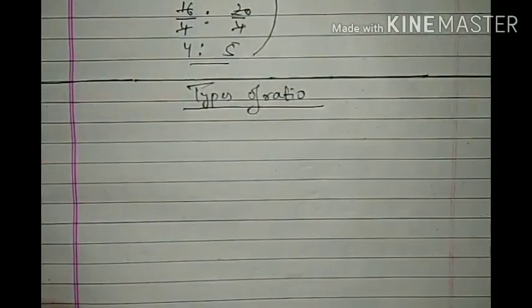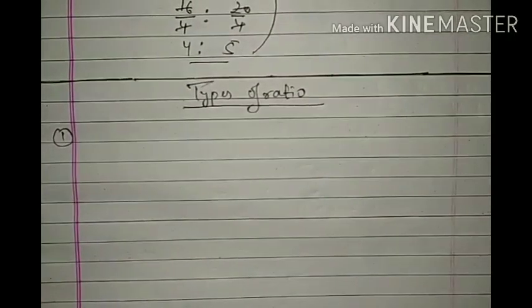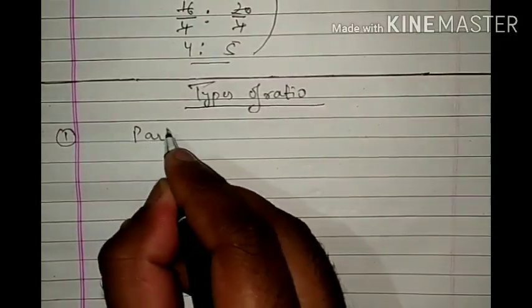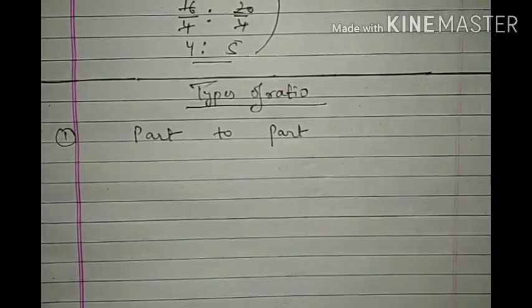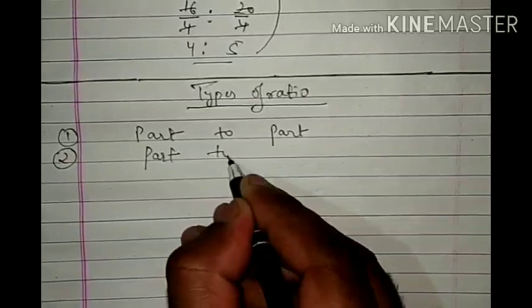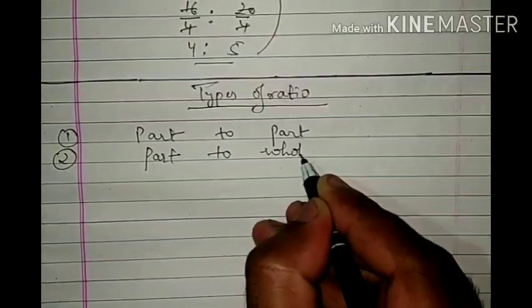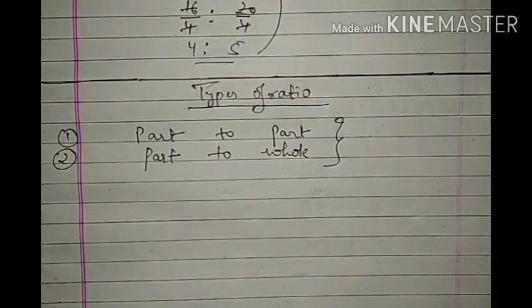Types of ratio. What we will study, there are two types of ratio. First, part to part, and second, part to whole. There are two types of ratio which we will study here, part to part and part to whole.